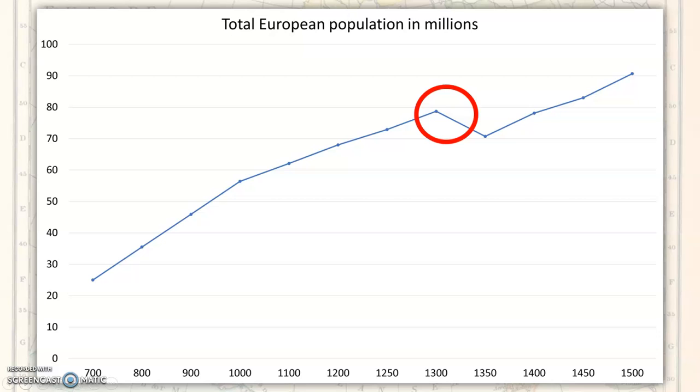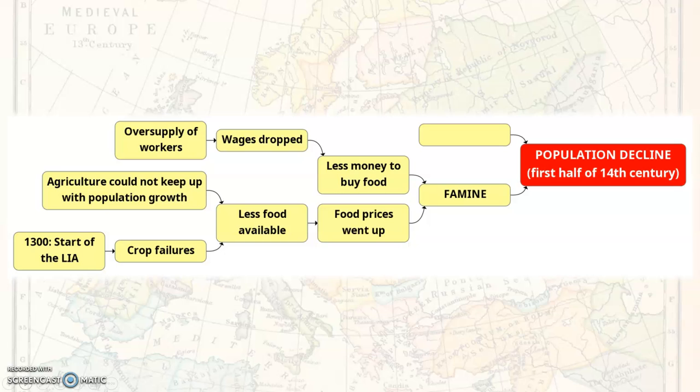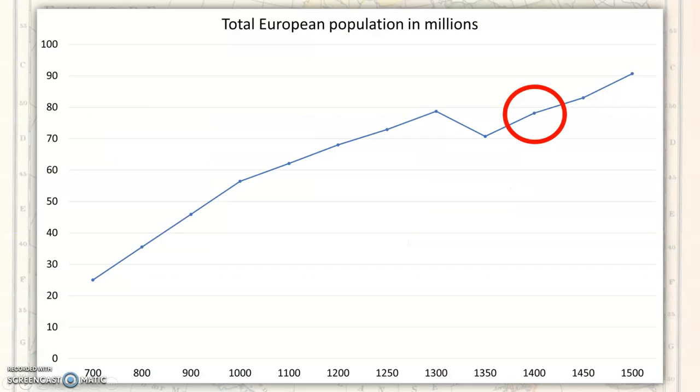At the start of the 14th century, European population growth reached a dangerous turning point. Agricultural production could no longer keep up with population growth. It was also the start of the Little Ice Age. And there were some crop failures. An oversupply of laborers made wages drop, and because there was less food, food prices went up, which caused famine. Add to that the Black Death plague epidemic in the first half of the 14th century, and you know why population numbers dropped. But the decline wouldn't last long.